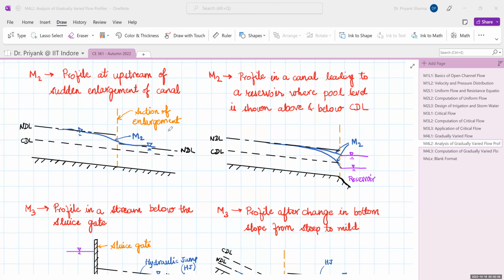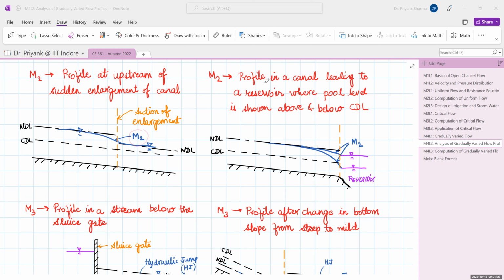Due to sudden enlargement, there will be an M2 drawdown curve because your width would increase, so your normal depth would fall a bit as compared to the upstream, and there will be a drawdown curve and the M2 profile will be formed. So remember, your flow will always adhere to this normal depth. It is very essential to locate your NDL and CDL, because CDL will tell you whether the flow is passing through the critical depth line or whether it is remaining above or below it. So this is the M2 profile.